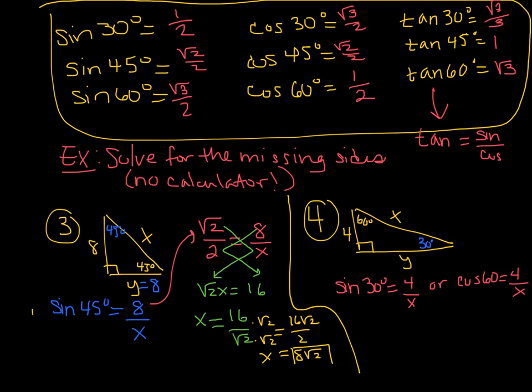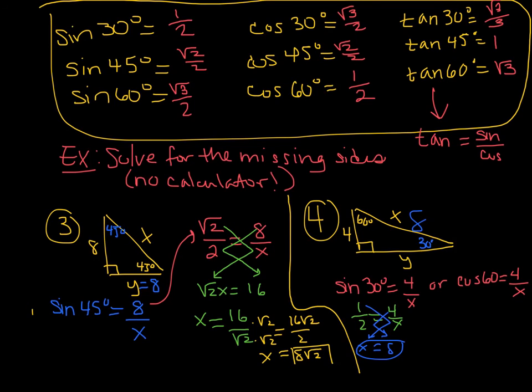So let's go ahead and finish this up. I'm going to do it just using the sine of the 30. And if you look above, sine of 30 is equal to 1/2. I get 1/2 equals 4 over x. Thankfully, the rest of the problem isn't too bad. All I need to do is find the cross product. I end up getting that x equals 8. And I can put that on there.